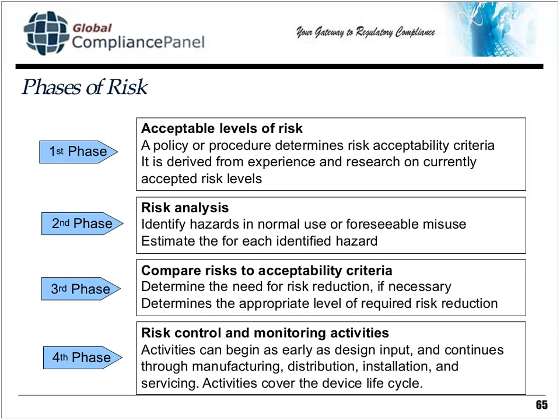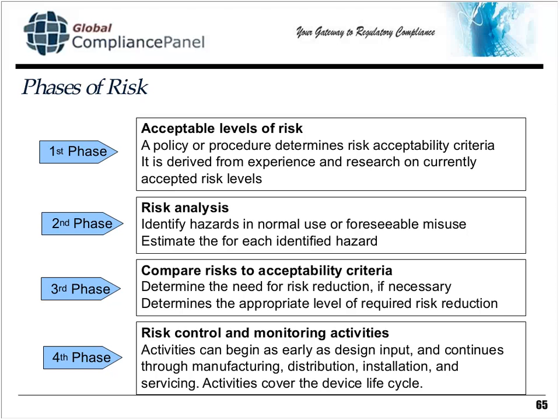And then we're going to analyze hazards in normal use and foreseeable misuse, and then we're going to estimate the risk for each identified hazard. We're going to compare the risks to our acceptability criteria. Right? So in the first phase, we developed the acceptability criteria. In the second phase, we estimated the risk using our standard approach. In the third phase, we're going to do this comparison and determine appropriate level of risk reduction. And then we're going to implement those risk reduction activities.